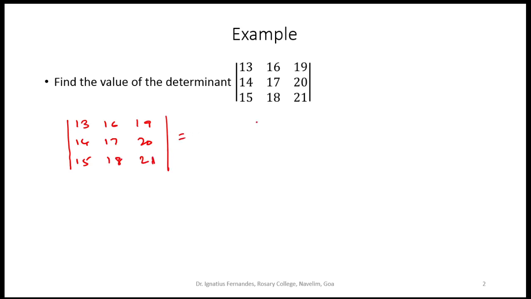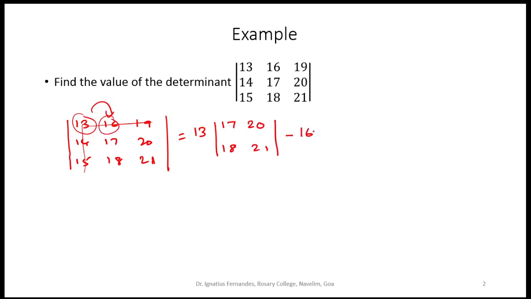As we discussed in the previous module, we start with the first number here, 13. I take out the respective column and the row, and this is the remaining part. So 13 into the minor corresponding to that, that is 17, 20, 18, 21. Then I go to the next element, and the sign changes, minus.